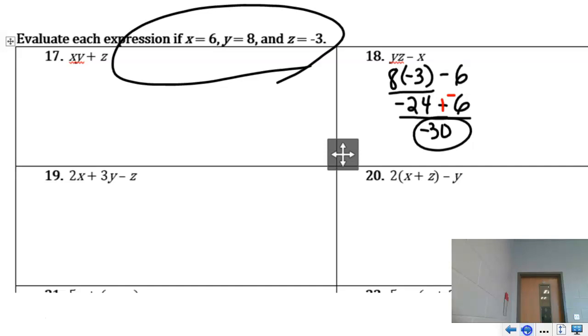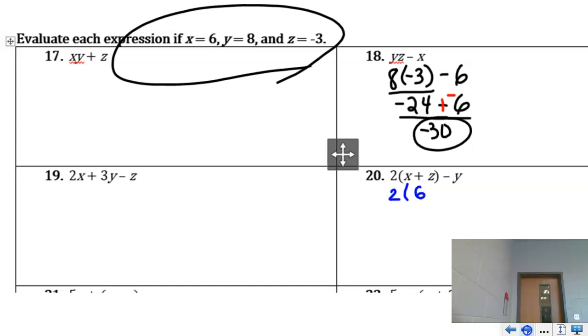I'm going to start problem number 20 for you guys, show my substitution, and then leave you to work it out the rest of the way. So I'm going to bring down my problem exactly. I'm not working anything out yet. I'm just plugging in my number.